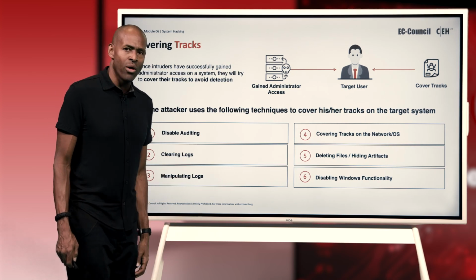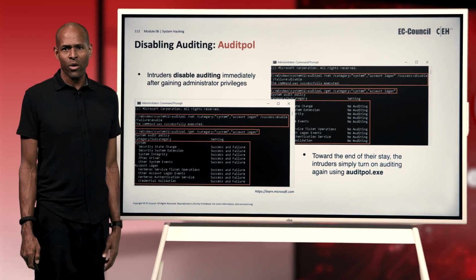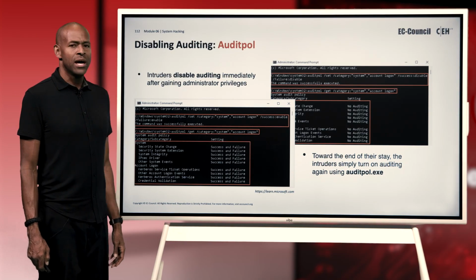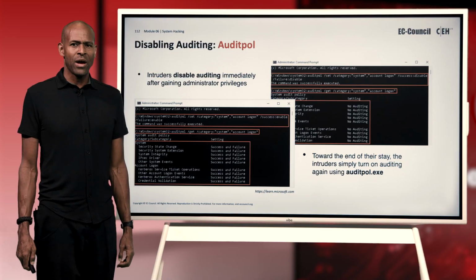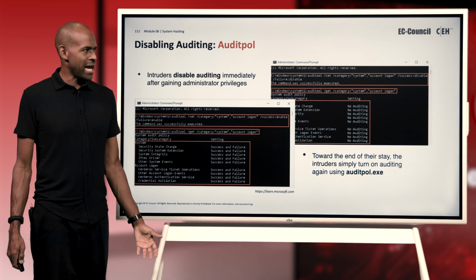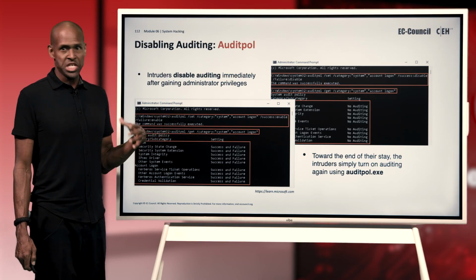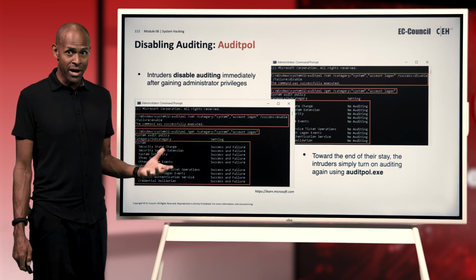We can disable Windows functionality. And so the first one we are going to look at in this case is a nice little command line tool that Windows has called AuditPol. If you look at it, it's audit and the pol is policy. So you can use this command to change anything about auditing on a Windows system.